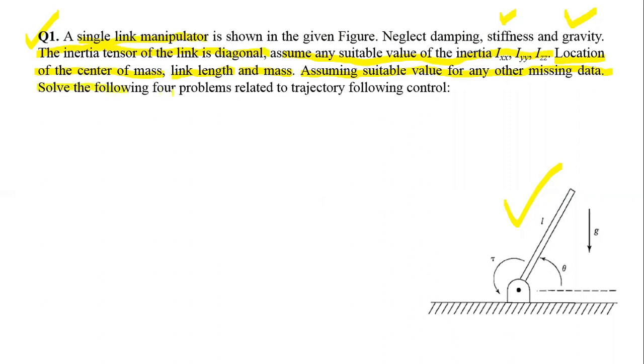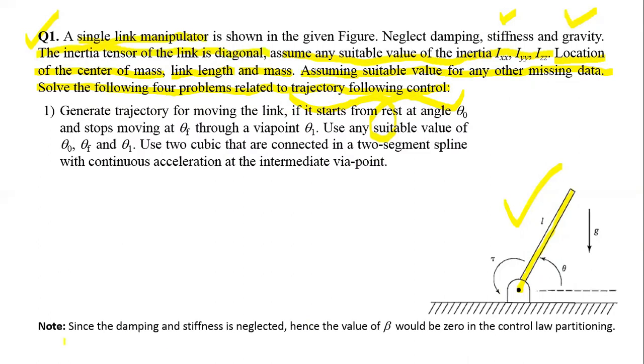We have to solve 4 problems related to trajectory following control. Our objective is to make this single link manipulator follow a prescribed trajectory. Here is a note, which I will describe later on. Once we understand these 4 problems, this note will be helpful for us to implement this problem in any software. The first problem is to generate a trajectory.